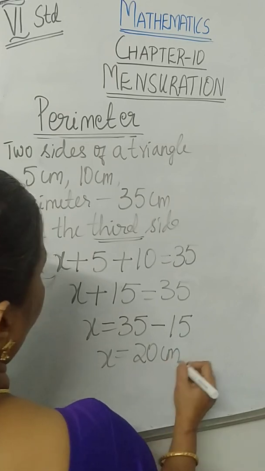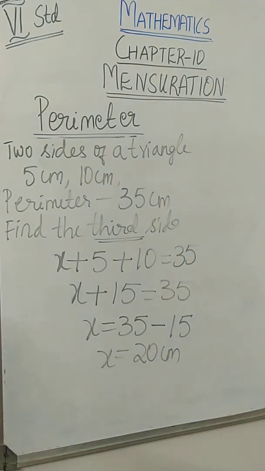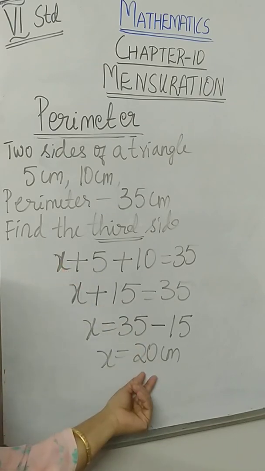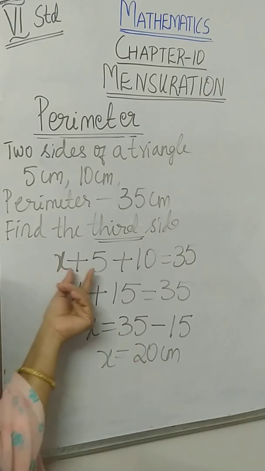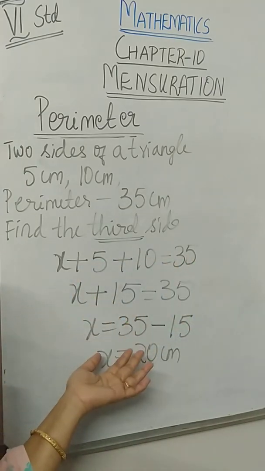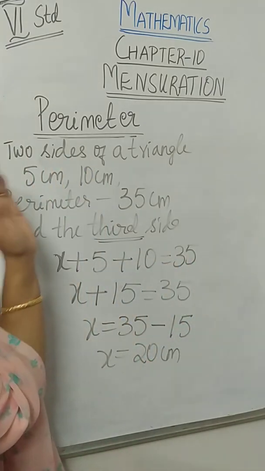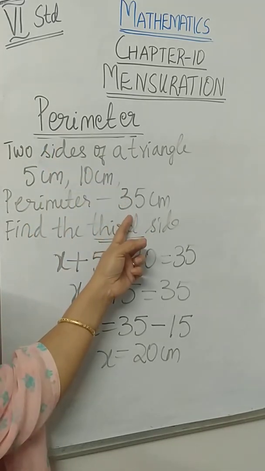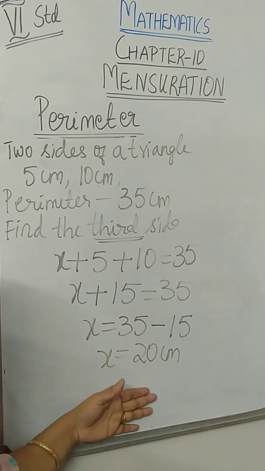So what is the third side we have found out? The third side is 20 centimeter. Now look here. When we place this 20 here, 20 plus 5, 25, 25 plus 10, it is 35. Hope it is clear, children. If we have to find out the third side when two sides of a triangle are given, and also the perimeter is given, this is the method we follow.